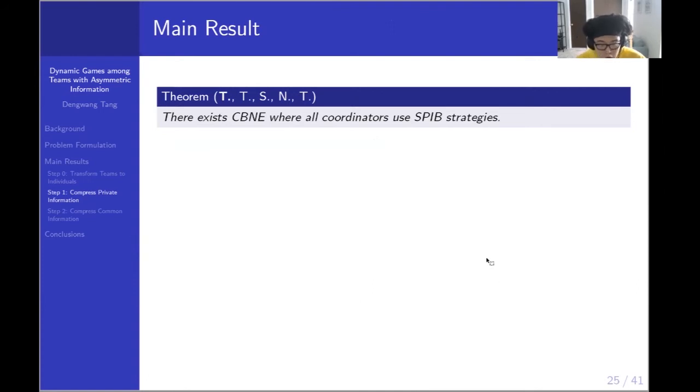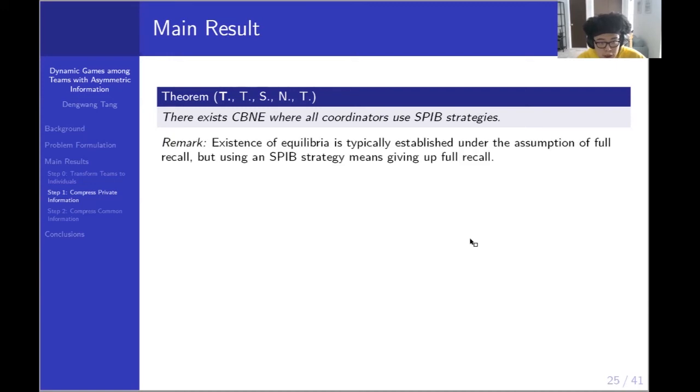Before I talk about the proof idea, let me just give a remark. In game theory, existence of equilibria is typically established under the assumption of full recall, meaning that the agent knows what he knew before. However, using an SPIB strategy means giving up full recall. At time t, you use s_t of I and you forget s_{t-1} of I. So this describes the significance of the theorem.